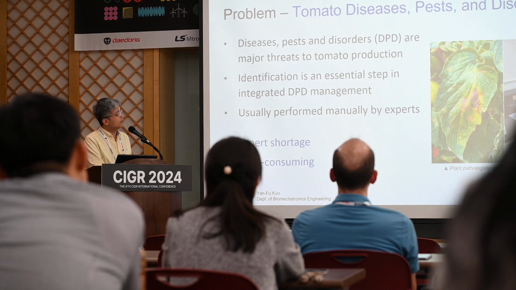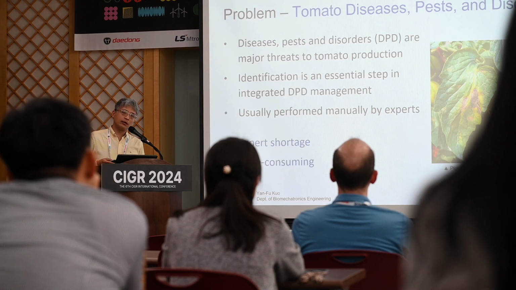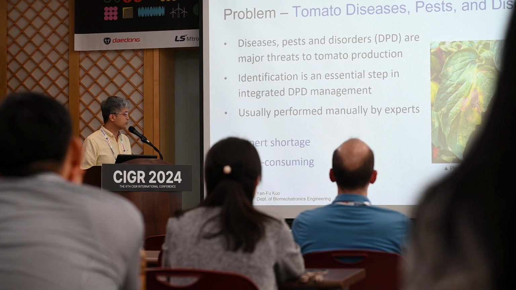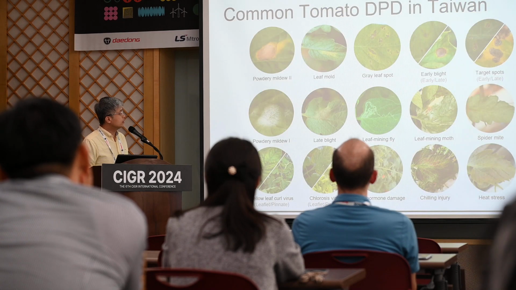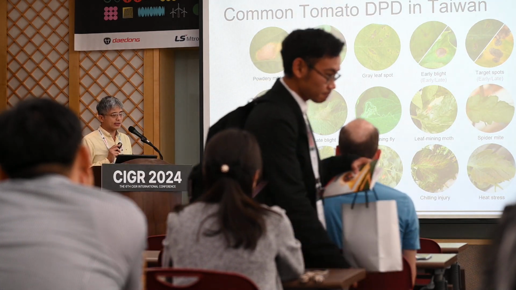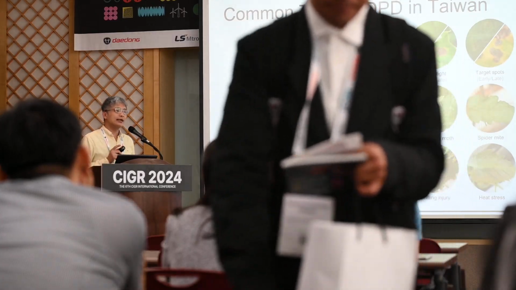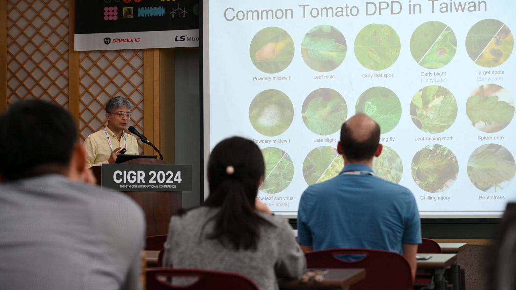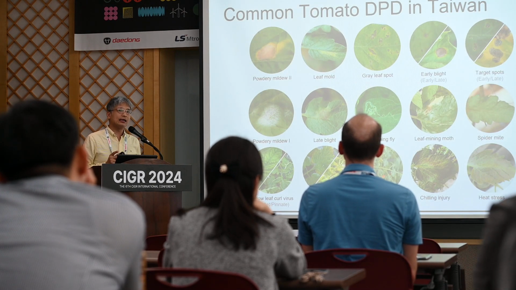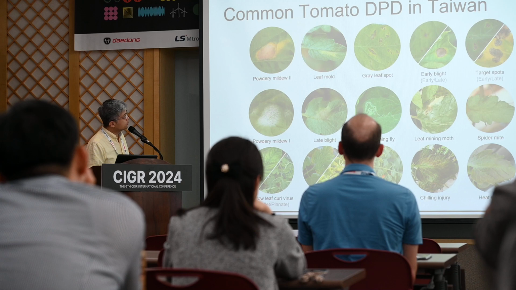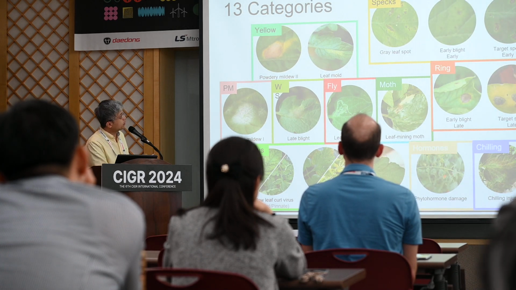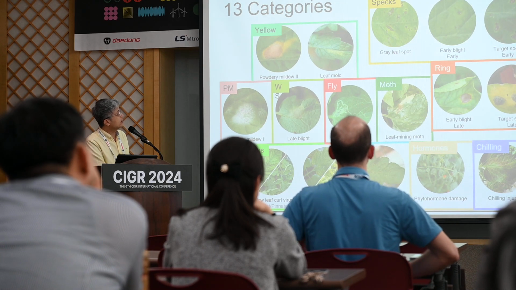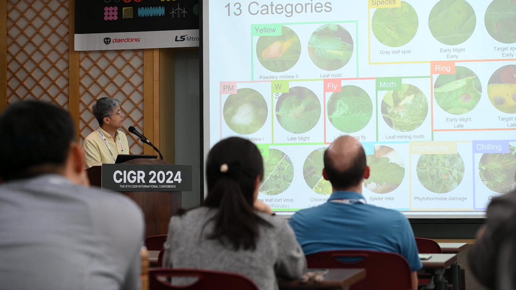The conventional way is that we have plant pathologists do the identification, but it's time consuming. The first problem we encounter is that there are some diseases that are very, very hard to distinguish with the naked eye, even for the experts. So we have to put them together as a category. Say, gray leaf spot and early blight at early stage, target spot at early stage, and bacterial spot at early stage.